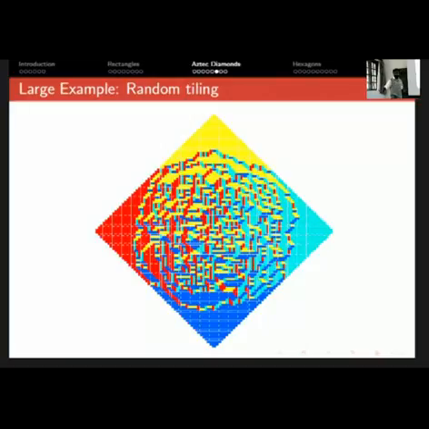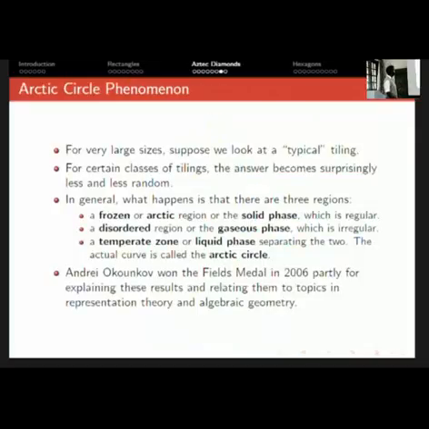So here, in fact, there is more to say about a random tiling than what we said earlier, and I'm going to stress on this now. This is called the Arctic Circle phenomenon. So I'm looking at a typical tiling. So what is a typical tiling? It's a uniformly random tiling.